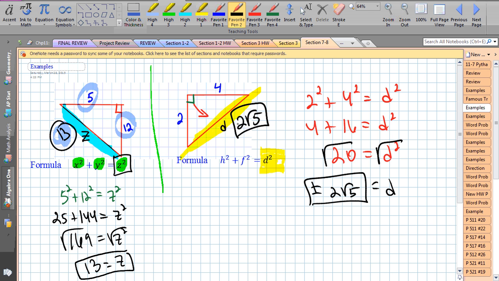Is this a Pythagorean triple? No. Why not? Well, 2 radical 5 is not a whole number, but it's still a valid right triangle, and you will see lots and lots of solutions that are triples, and lots of solutions that are not Pythagorean triples moving forward. All right, check out the next video.